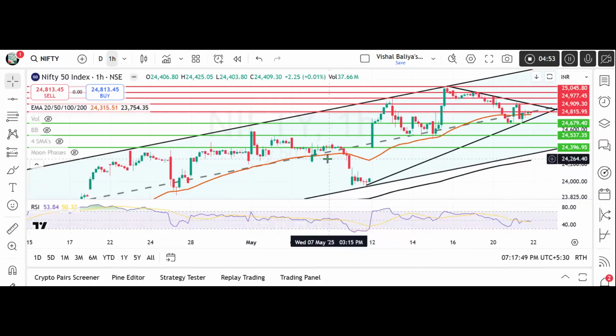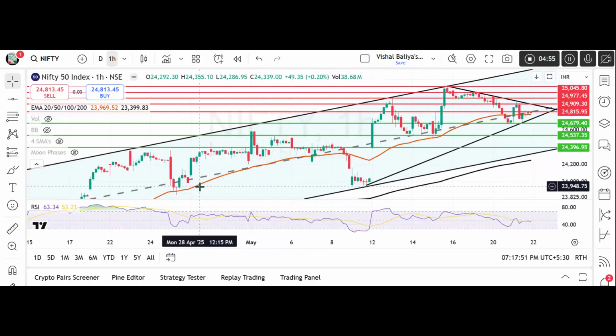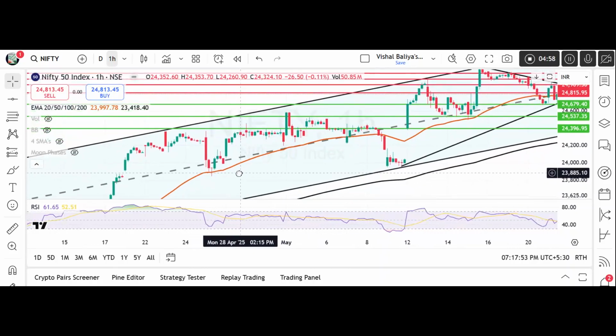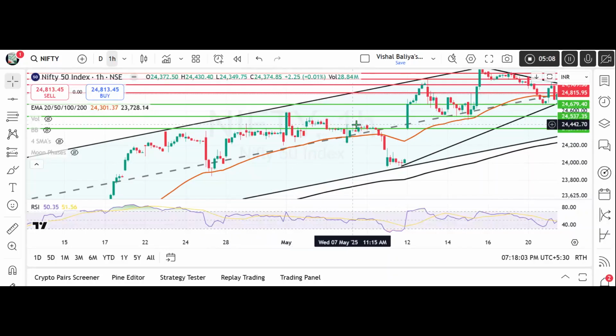When the price is above this line, as you can see over here, the price was above this line, it came here, but this acted as a support, and then Nifty again started going above. When the price is below this line, it will act as a resistance. Again, when it went up, this line is acting as a support.